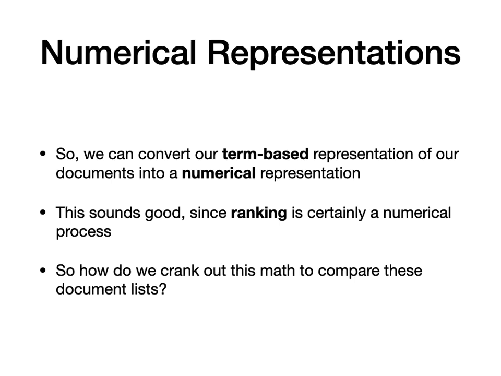This is great. So, numerical representations. We can convert all of our term-based representations of our documents, the way that humans mostly see them and the way that our indexes have certainly seen them so far, and we can turn them into these numbers. And that's good because ranking is a distance calculation. It is a numerical process. So how do we do this? What kind of math can we do to figure out distances between vectors?